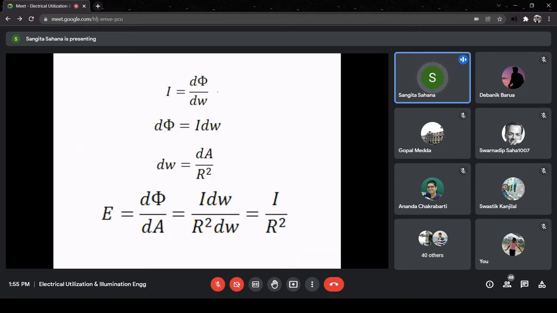So how is that coming? We know intensity I is lumen per steradian. Again, steradian is area per radius square, A by R square. So from there, again, illuminance is lumen per meter square, luminous flux per unit area. So from there, you can see E is I by R square.